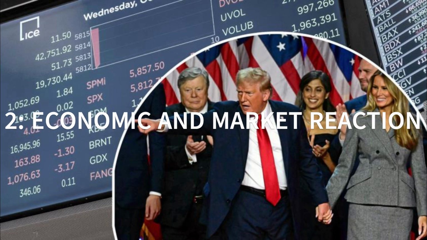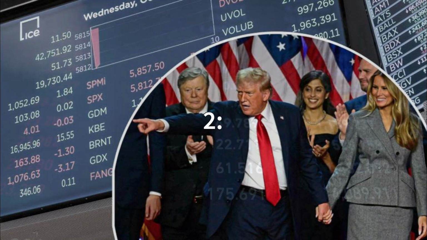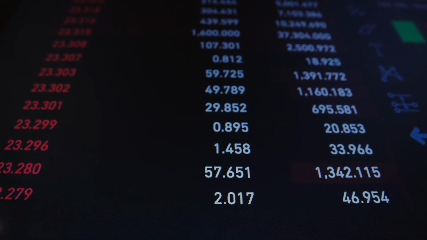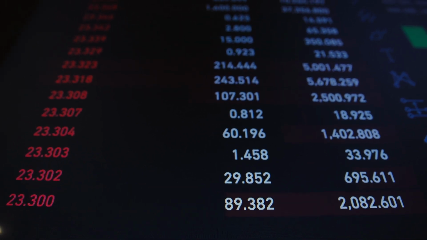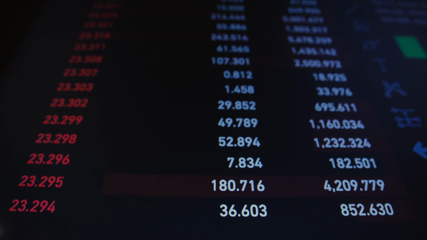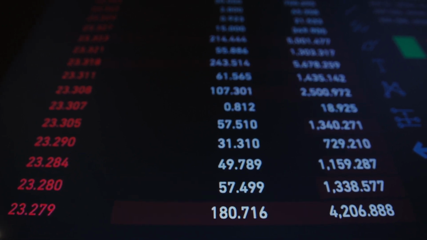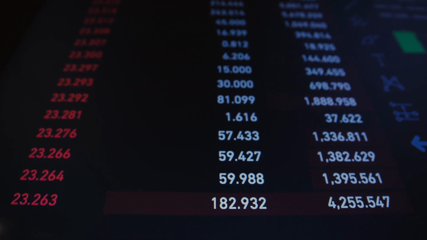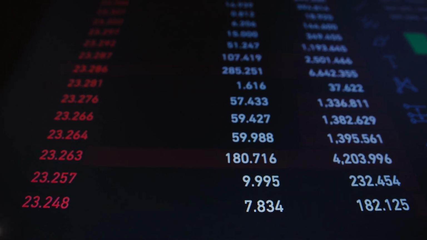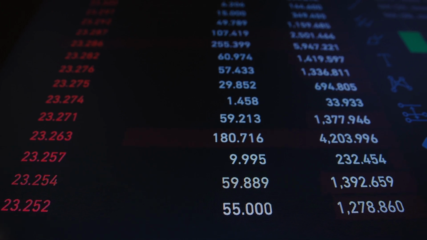Economic and market reaction. With the confirmation of his victory, the financial markets reacted immediately. U.S. stock indices rose, the dollar strengthened, and Treasury bonds showed gains. This is because investors see in Trump a promise of economic stability and a pro-industry approach.